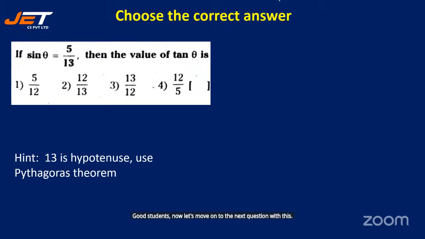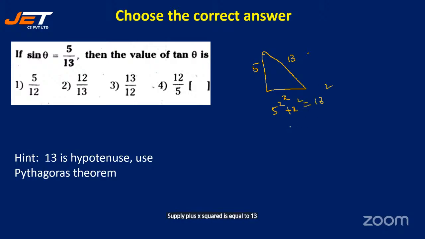Sin theta is 5 by 13. Then what is the value of tan theta? Right, so what is sin theta? Opposite side by hypotenuse. We don't know the adjacent side, let this be x. So 5 square plus x square is equal to 13 square. So x square is 13 square minus 5 square, which is 169 minus 25. So x square is 144. X will be plus or minus 12. Right, so this is 12.